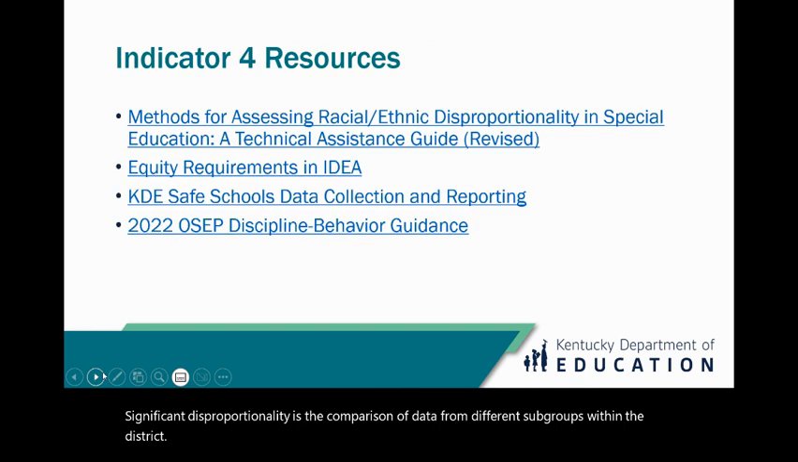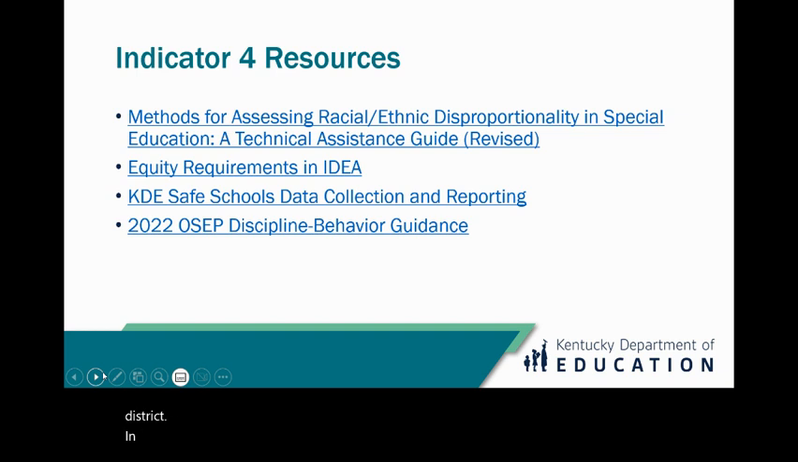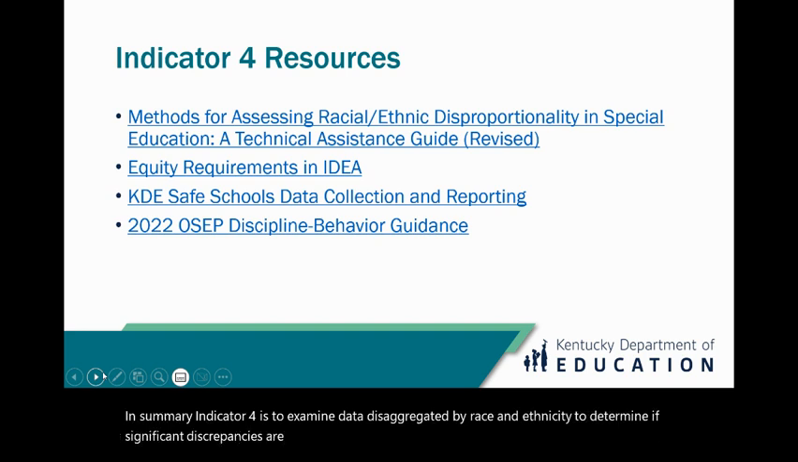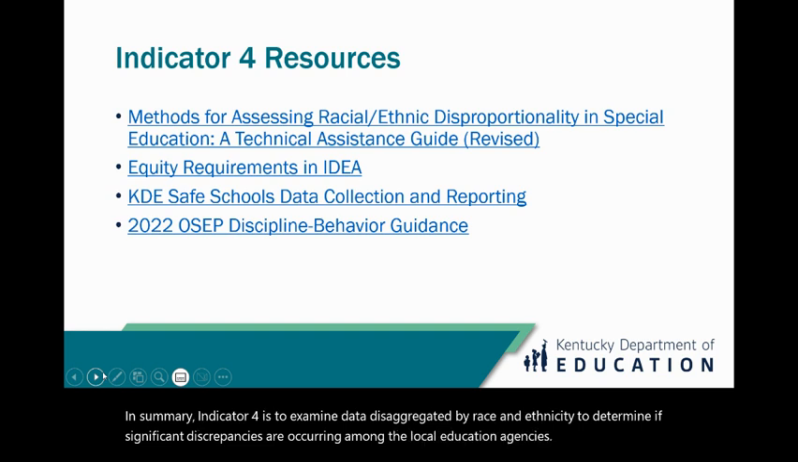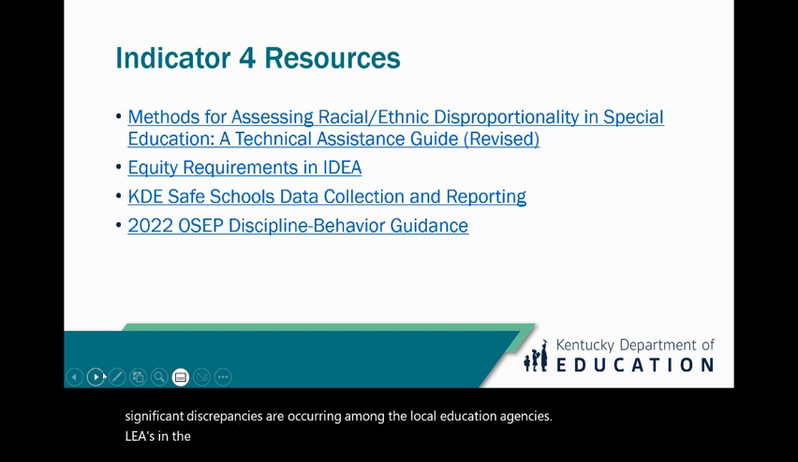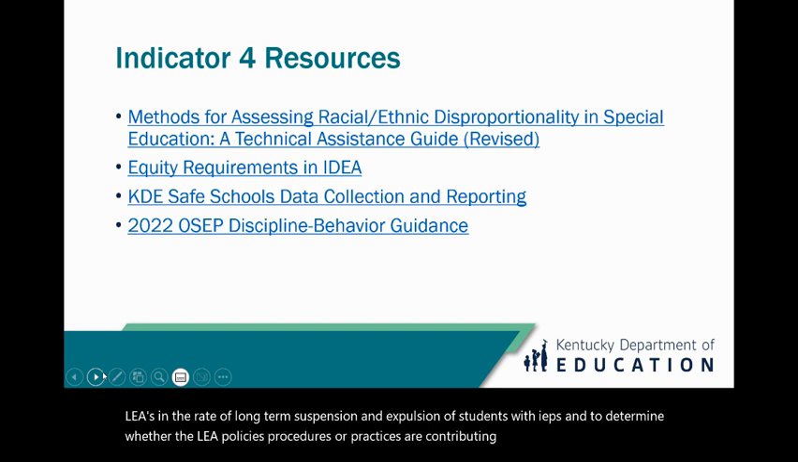In summary, Indicator 4 is to examine data disaggregated by race and ethnicity to determine if significant discrepancies are occurring among the local education agencies, LEAs, in the rate of long-term suspension and expulsion of students with IEPs and to determine whether the LEA policies, procedures, or practices are contributing to the significant discrepancy.